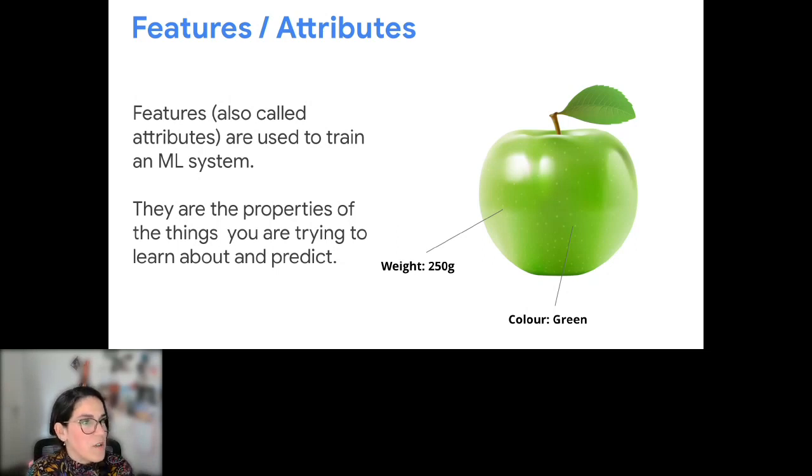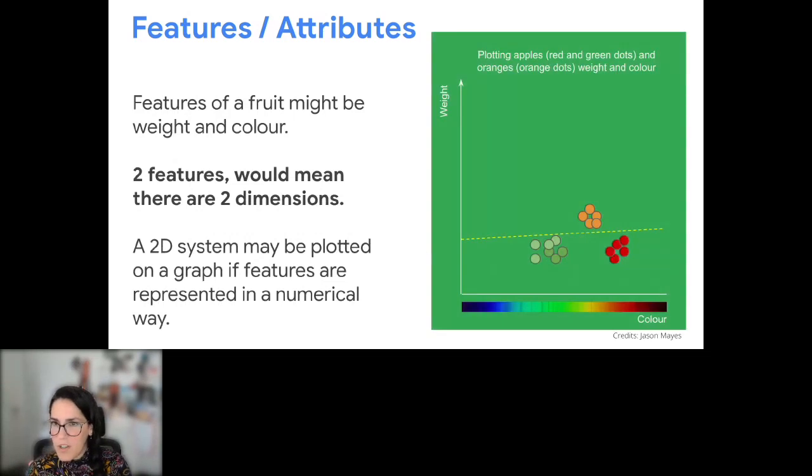Let's have a look at this. I want to give credit for this graph to Jason Mays, who is a web machine learning lead at Google. He's amazing, and he's always producing amazing content for all of us. So credits to him for this graph.